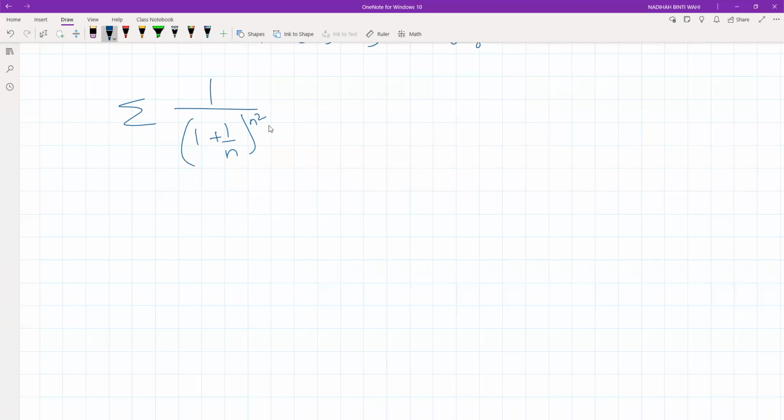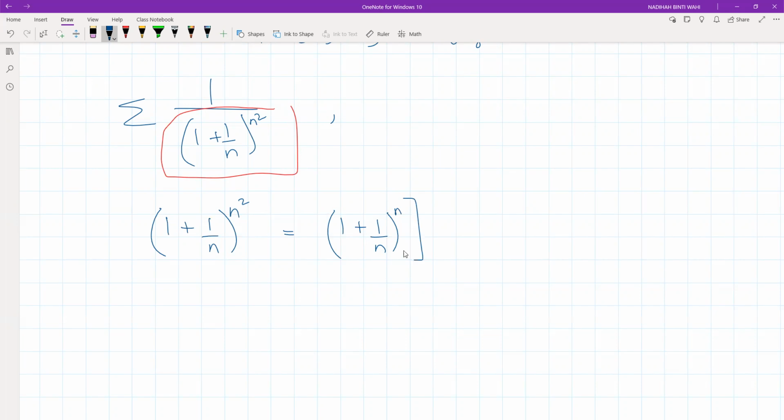Okay, so what do we do? So what to do about this? If you expand, take the denominator, this one. All right, so I can say this is equal to 1 over (1 plus 1 over n) to the power of n squared. So if I expand this, this is also equal to (1 plus 1 over n) to the power of n, and then this is to the power of n.